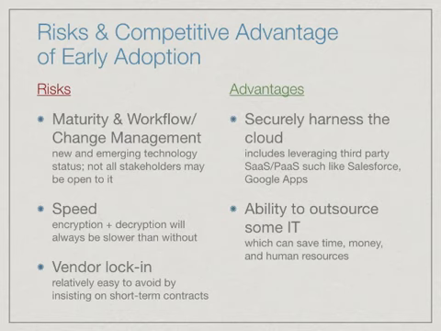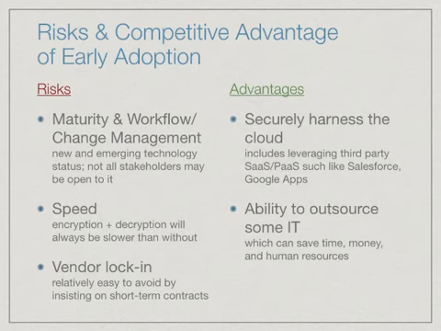Some stakeholders, such as senior management, might see the cloud as completely insecure and a non-starter. Speed might also be a consideration that needs to be looked out for, due to the fact that encryption and decryption through the cloud will take time and will almost always be slower than a situation without encryption. Vendor lock-in is an easily avoidable risk of cloud encryption gateways. Gartner suggests insisting on short-term contracts with your cloud encryption gateway vendor.